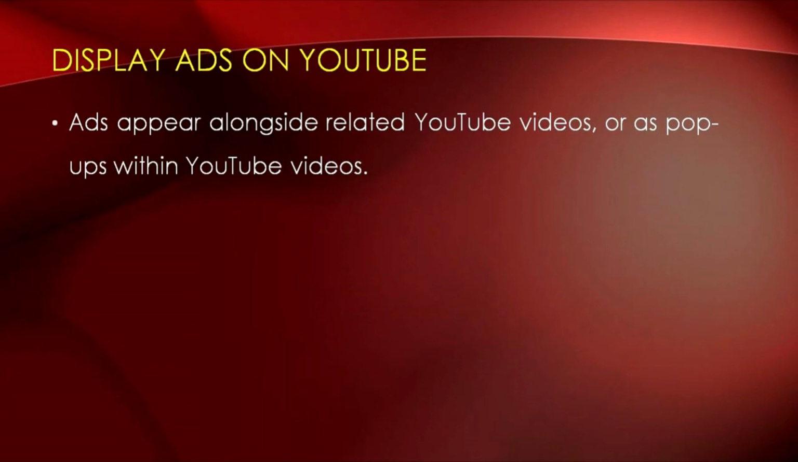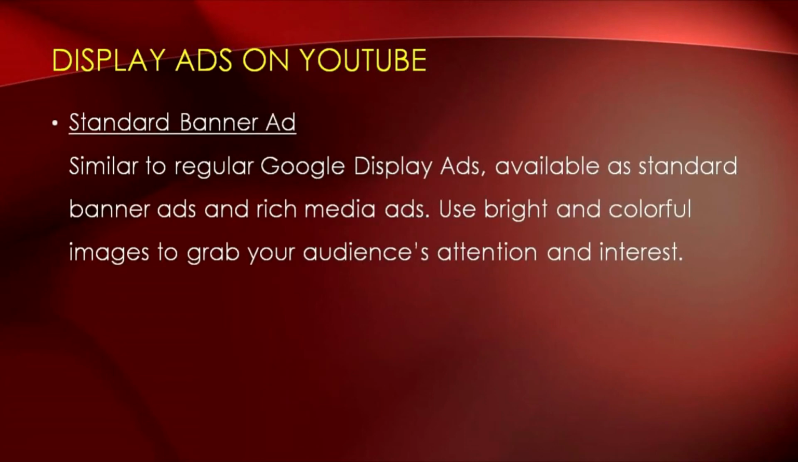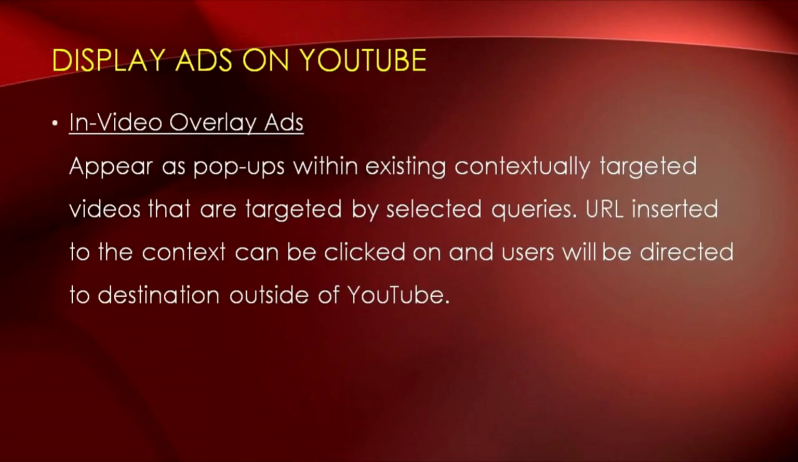Below are the types of display ads that YouTube offers. Standard banner ad is similar to Google display ads, where it's available as a standard banner or rich media ad. Use bright and colorful images to grab your audience's attention and interest. In-video overlay ads are ads that appear as pop-ups with existing contextually targeted videos that are targeted by selected queries. URL inserted to the context can be clicked on, and users will be directed to destinations outside of YouTube.